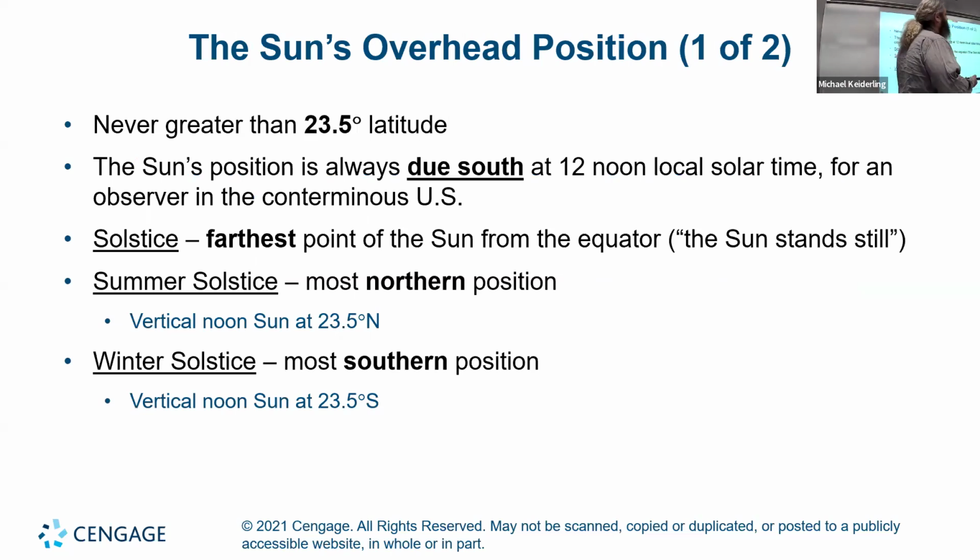So the sun's overhead position is never more than 23.5 degrees latitude. It goes between 23.5 degrees north and 23.5 degrees south. The sun's position will always be due south at 12 noon local solar time for an observer in the conterminous US.